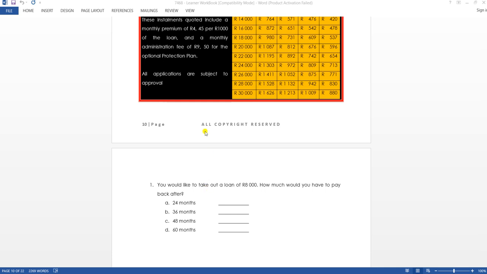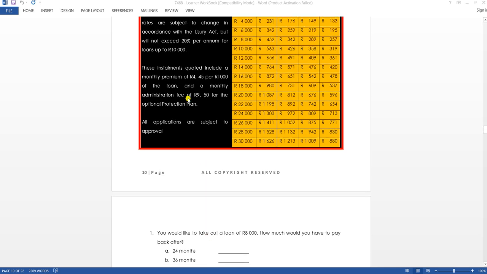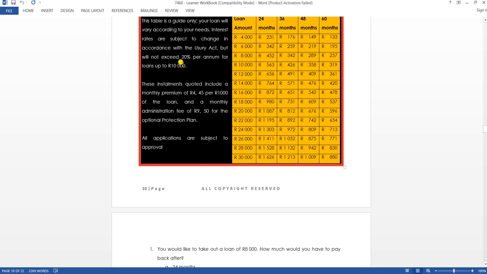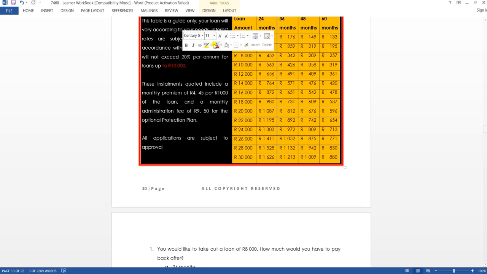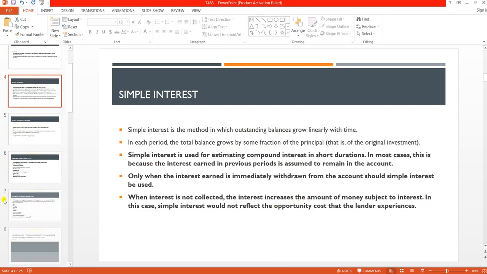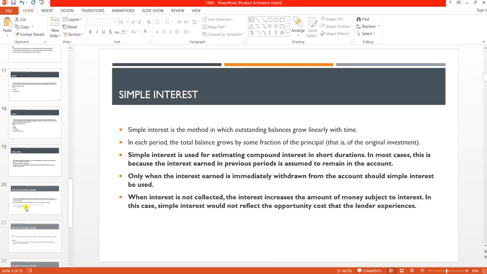Remember, loans that are up to 10,000 don't have to exceed 20% per annum, which means it's for 12 months. So how do we go about solving this?